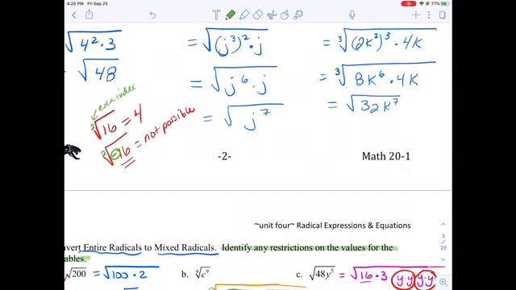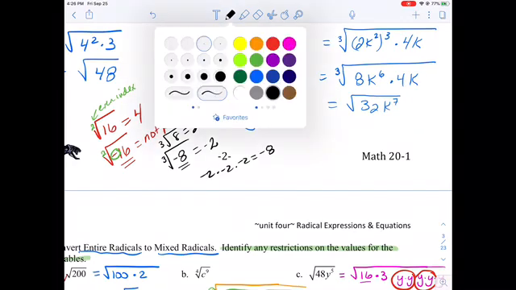Okay, can I have a negative under an odd index? If we take an example such as, let's just pop it into the calculator here, the cube root of negative 8, that is of course negative 2. The cube root of positive 8 is positive 2. But I can also take the cube root of a negative, because negative 2 times negative 2 times negative 2 is negative 8. So indeed, I can take the root of a negative as long as the index is odd.